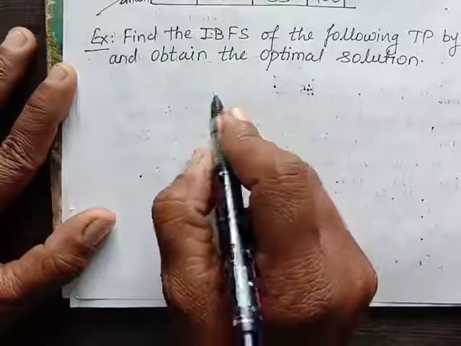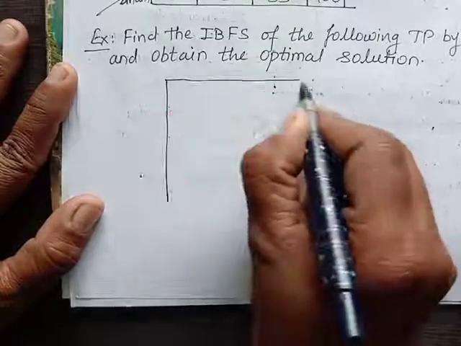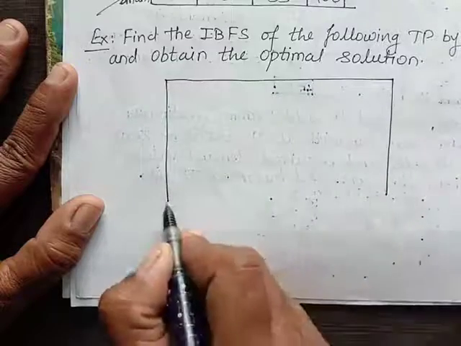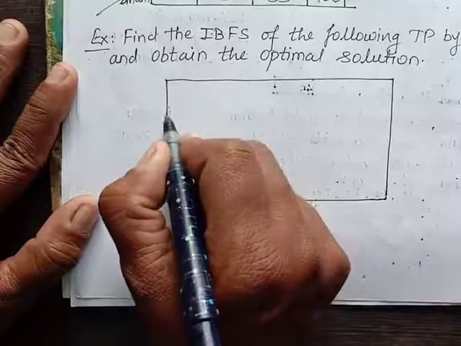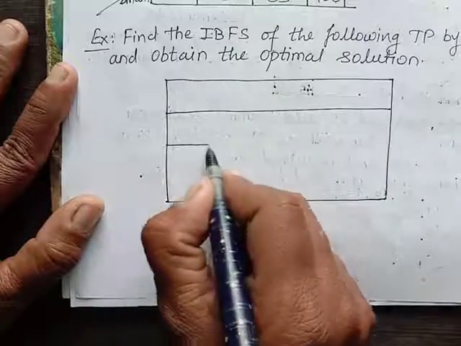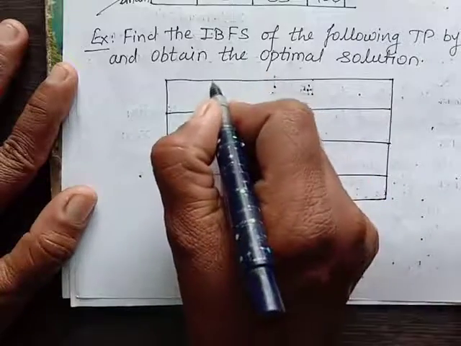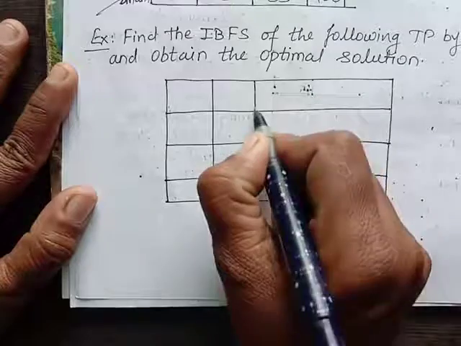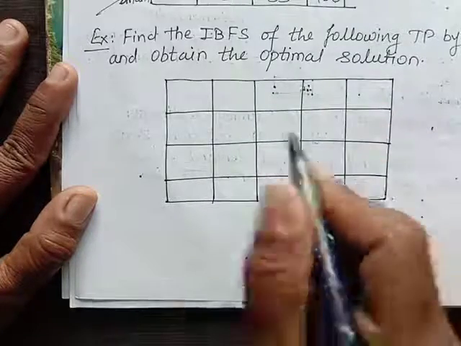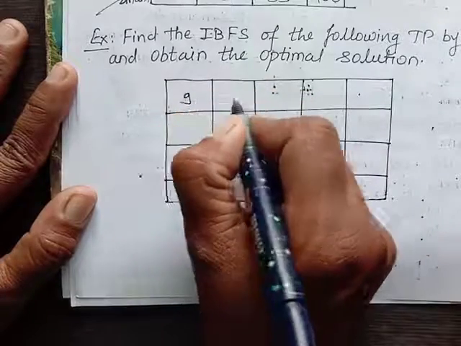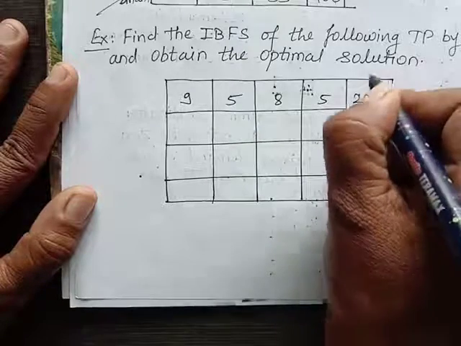Now the TP is given as here, 3 origins and 4 destinations are given to us at this moment. So here the costs are 9, 5, 8, 5 and the supply is 225. This is supply.